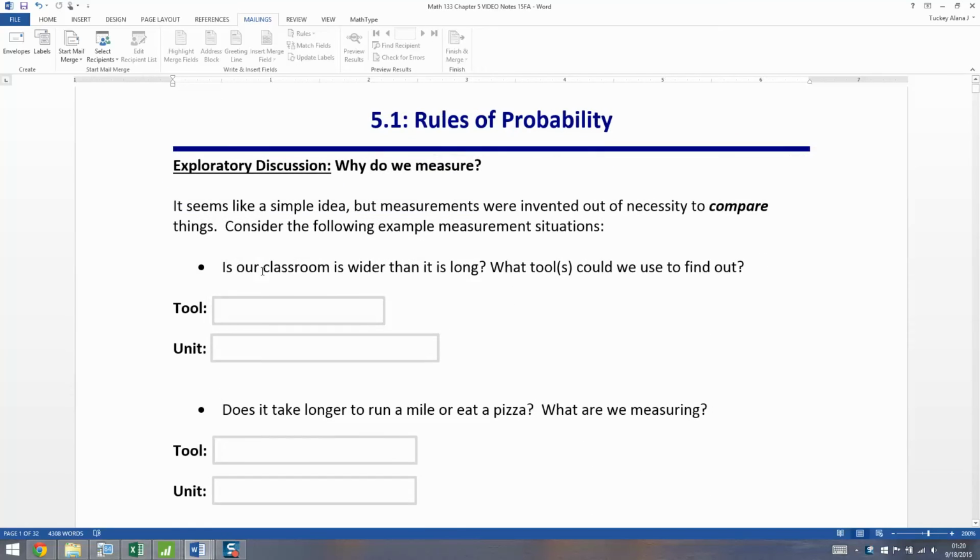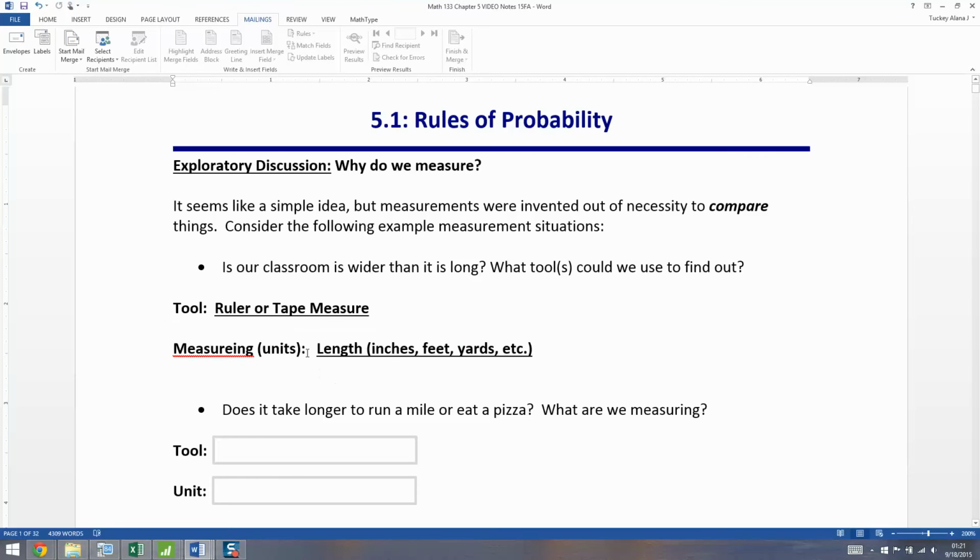So, for example, suppose you want to measure whether a classroom is wider or longer. What tool would you use to find out? What units would you be using? What would you be measuring? And the answer to that is the tool you'd be using would be a ruler or a tape measure, right? And you'd be measuring with units. Measuring, that's a word, measuring, there we go.